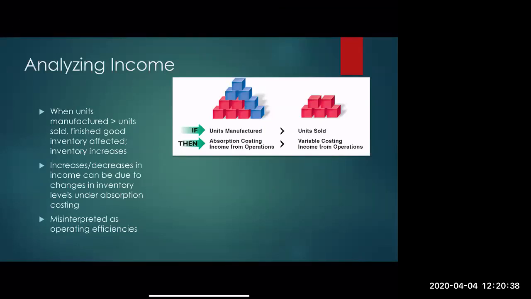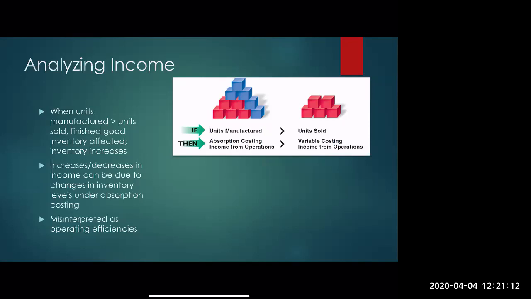So again, when the units you make are greater than the units you sell, meaning you made more than you sold, you have finished inventory. You have leftover inventory that you did not sell. Your inventory will increase. You're storing all of the inventory that you did not sell. Now, the increase and decrease in income could be due to changes in inventory levels under absorption costing.